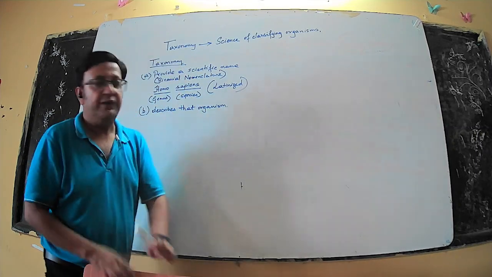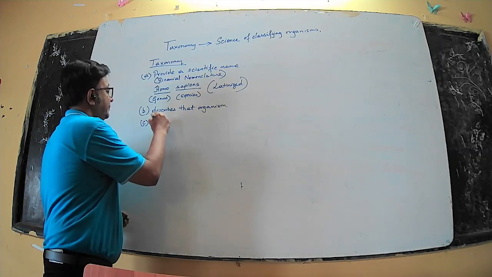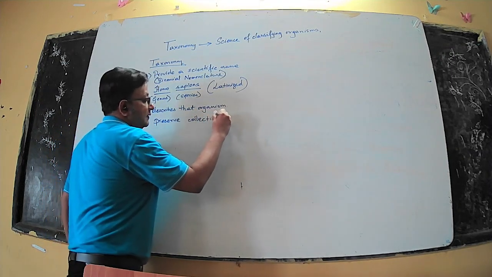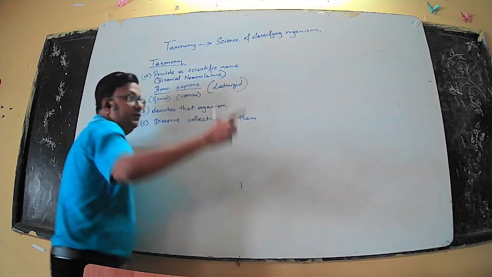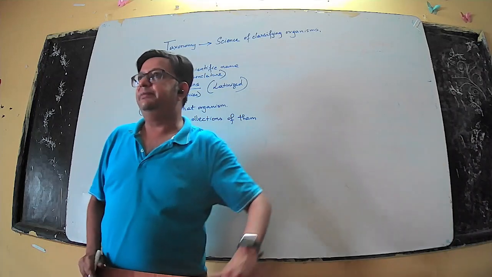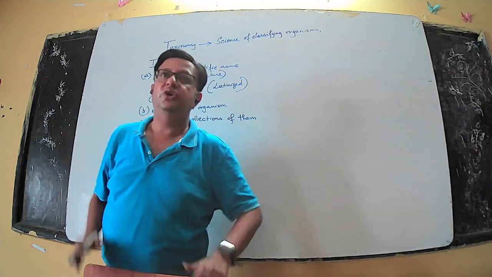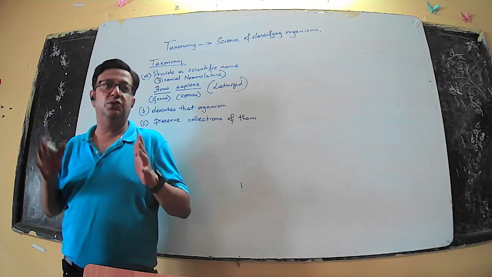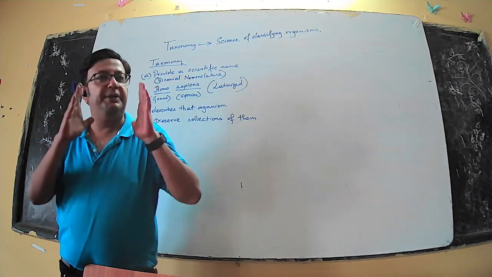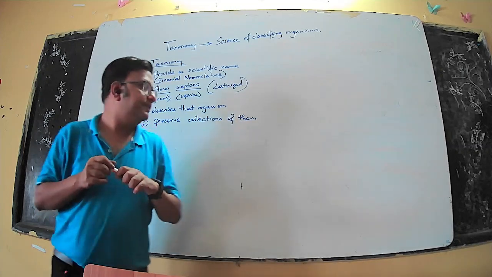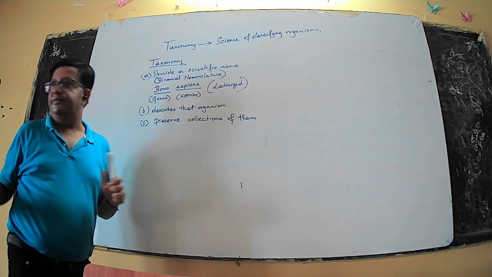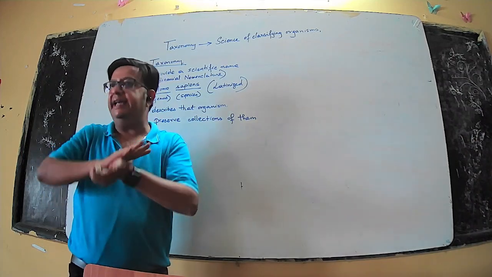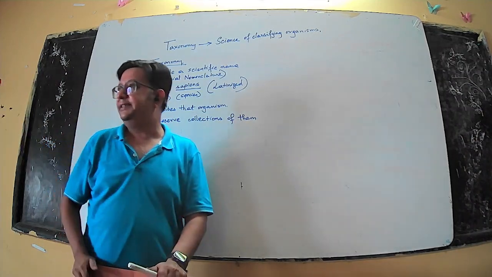After description, you have to preserve collections of them. If you go to any museum, a zoological museum, you will see several species stored in little containers. These collections are preserved as long as possible. For protozoans, you cannot preserve them in formalin. You make a slide and preserve the slide, so you can see it under the microscope.